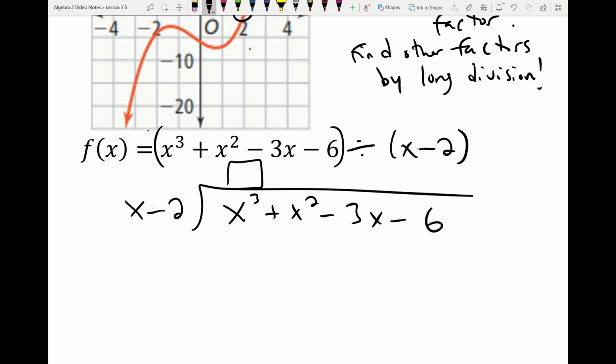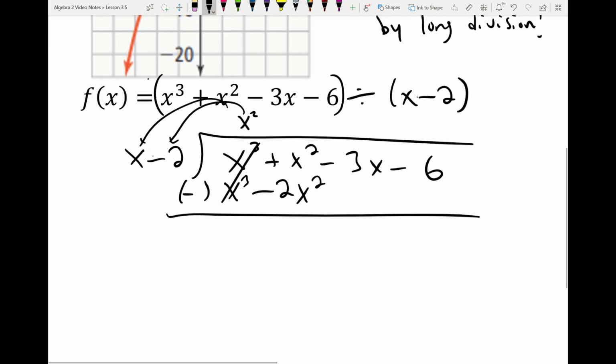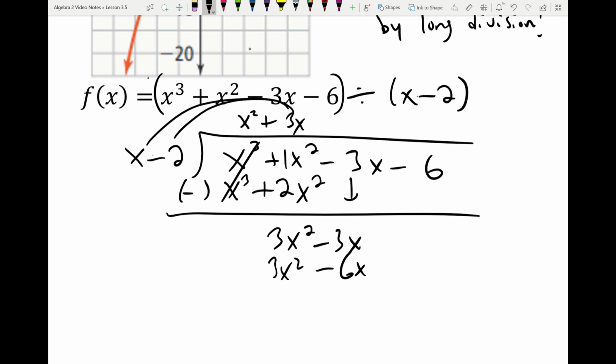So x times x squared is x cubed. x squared times 2 is -2x squared. Subtract. I'm going to go straight forward because we already went over this in the previous lesson. Cancel. Two negatives make a positive, so we got 1 plus 2 is 3x squared, bring down the minus 3x. Now we got to fill in the blank. x times 3x is 3x squared, and that's going to give me -6x. Subtract. Cancels. Double negative is a positive. We get 3x. Bring down the -6.